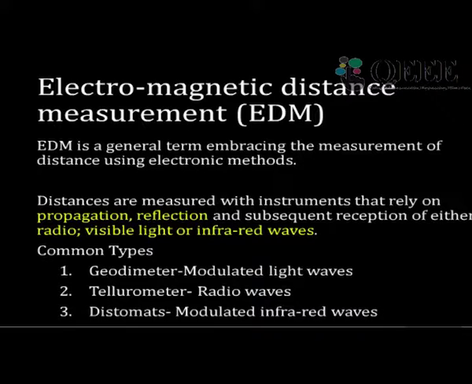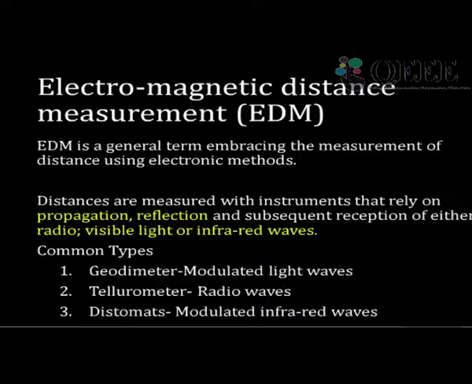So for EDM, three different electromagnetic waves can be used: radio waves, visible light, or infrared waves. Common types: the Geodimeter uses modulated light waves, meaning visible light. The Tellurometer uses radio waves to interact between your instrument station and the target station. And Distomats use modulated infrared waves.